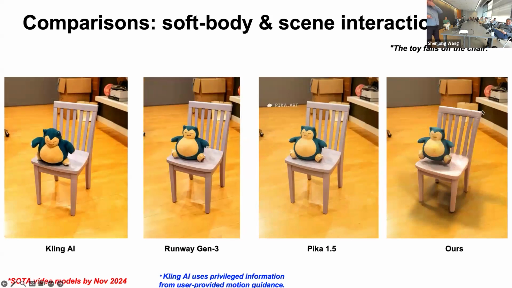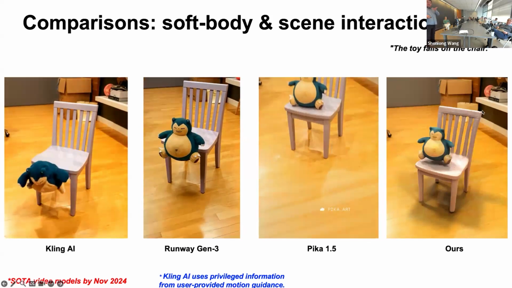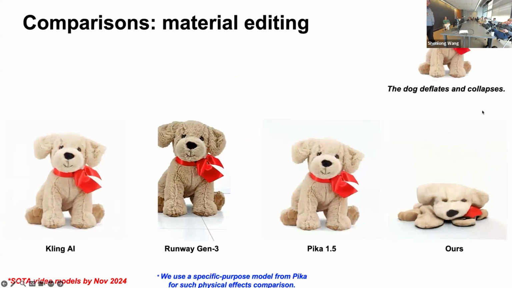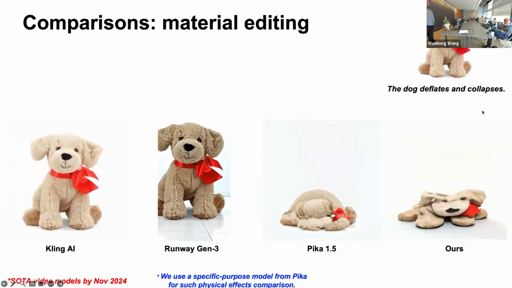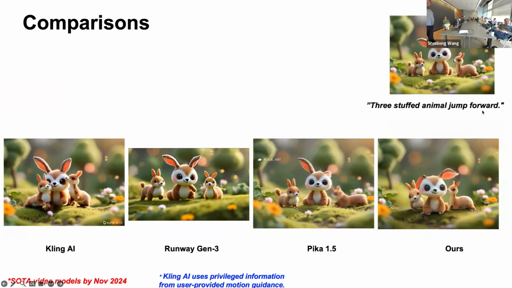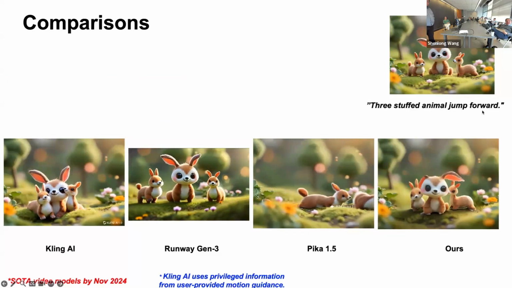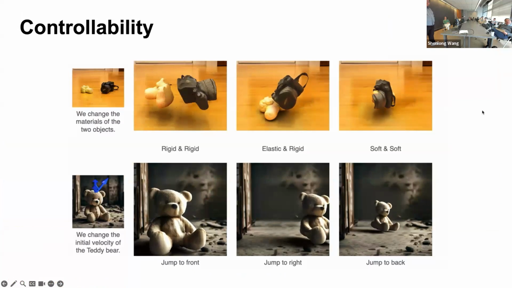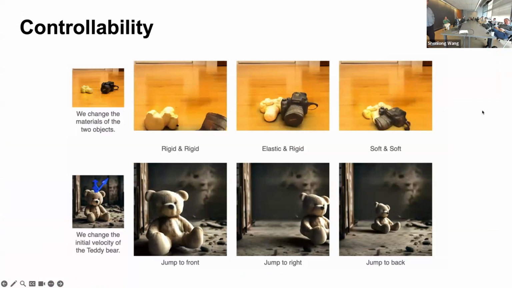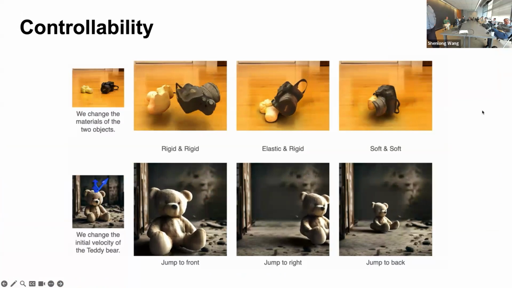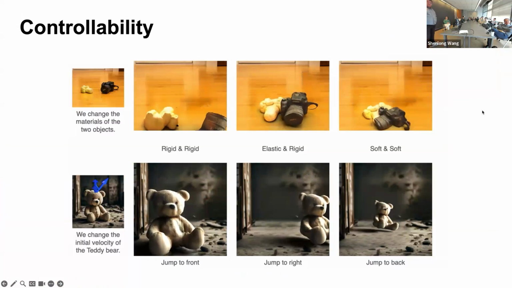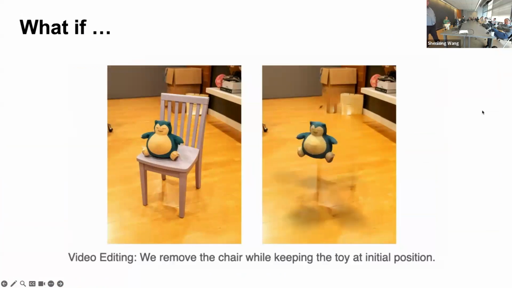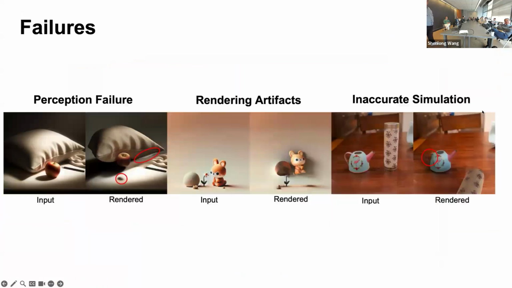It turned out to underestimate the gravity, and it had actual floating-in-the-air effects. We are also able to do material editing, assuming this object has different materials, and multiple different objects interact with each other, and so on and so forth. Of course, we can do very precise control, like switching different materials, like elastic and rigid, soft and soft, and we can control different directions in 3D because now we have full 3D, and we can move the chair away, and the Snorlax will fall on the ground.